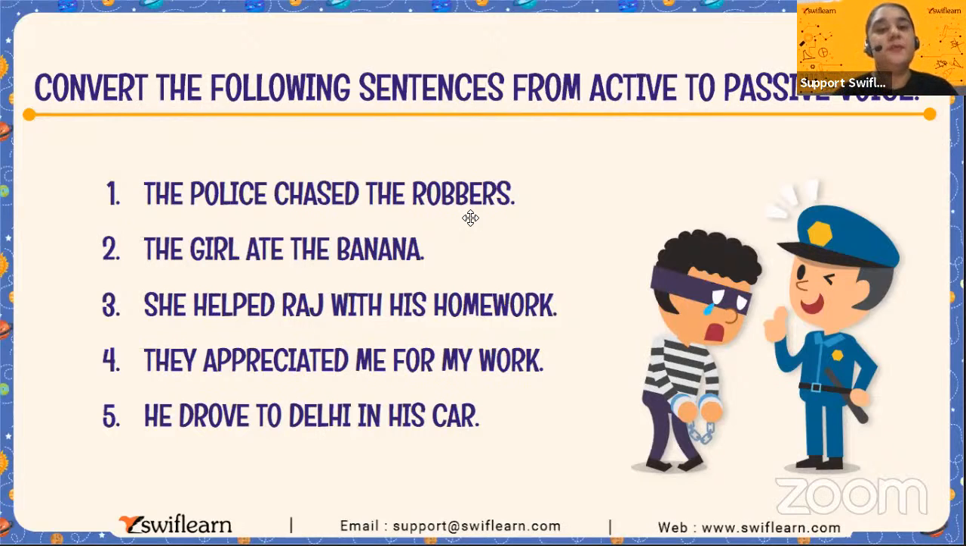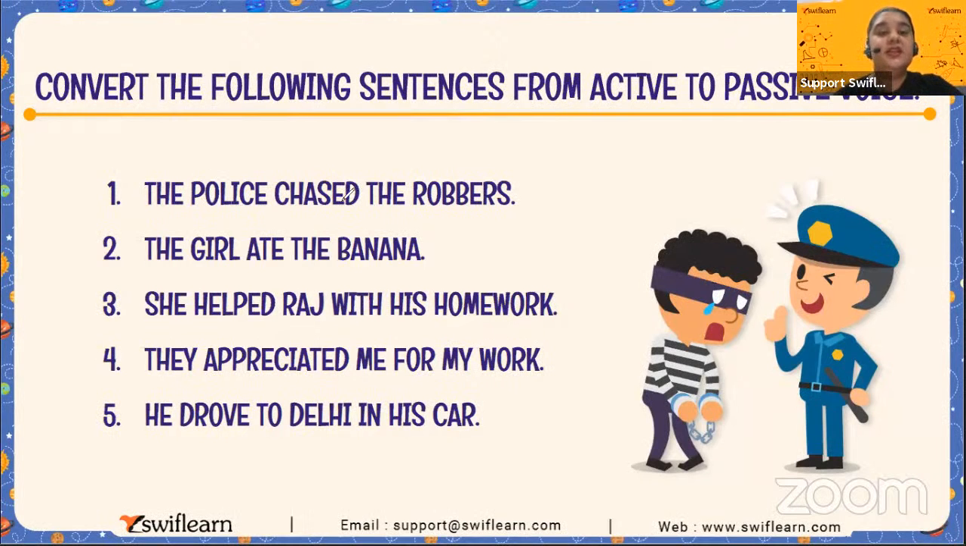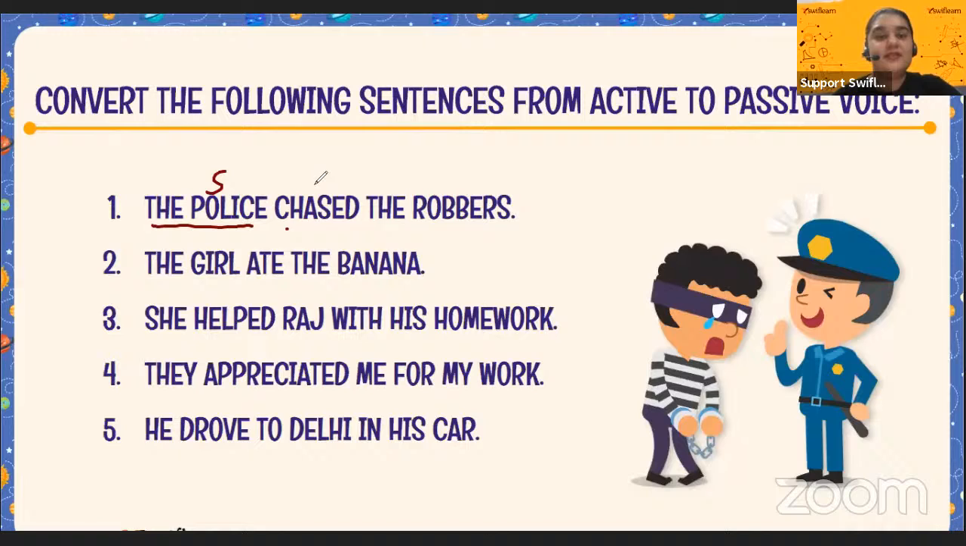So tell me, the police chased the robbers. Tell me the subject here first of all. Yes, the police is your subject. Verb is chased and the robbers is your object. Very good. So now how will you change it? The robbers, so here we are having plural. Yes, the robbers. So we will use the robbers were chased by the police. Clear? Let's move to the second part.